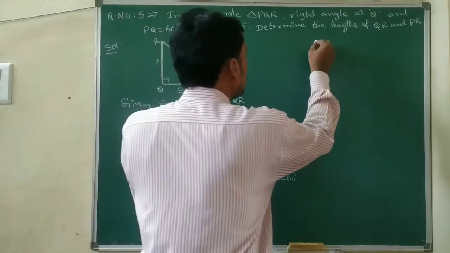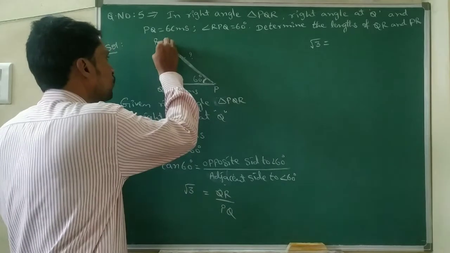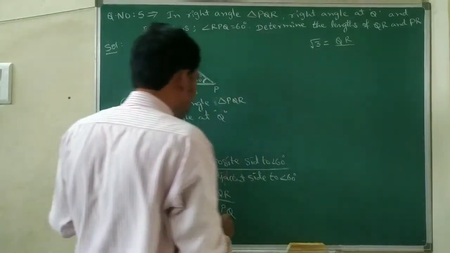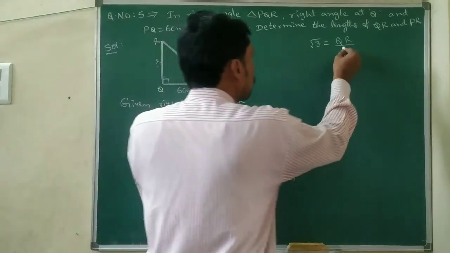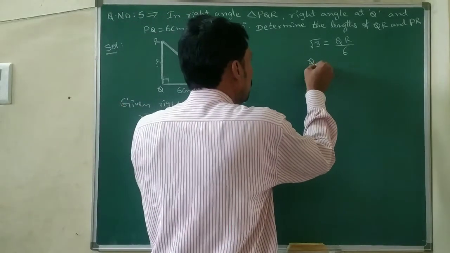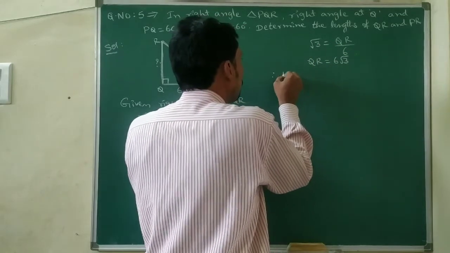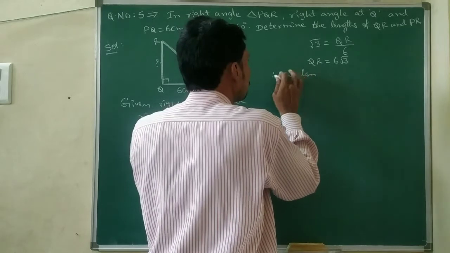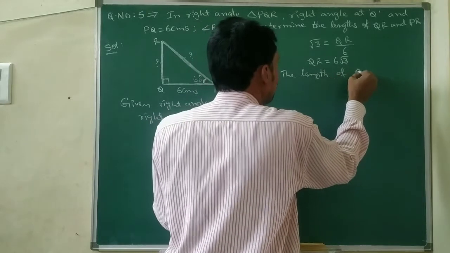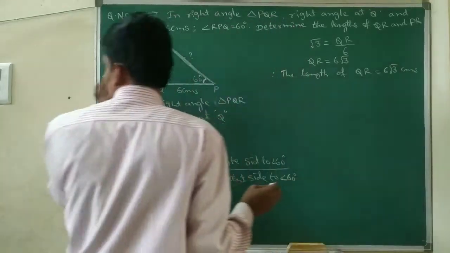So root 3 equals QR, the value we need to find, by PQ, whose value we got as 6. Now you can take the cross multiplication. What we are getting, see here, QR equals 6 into root 3. Therefore the length of side QR equals 6 root 3 centimeters. So here this we got.